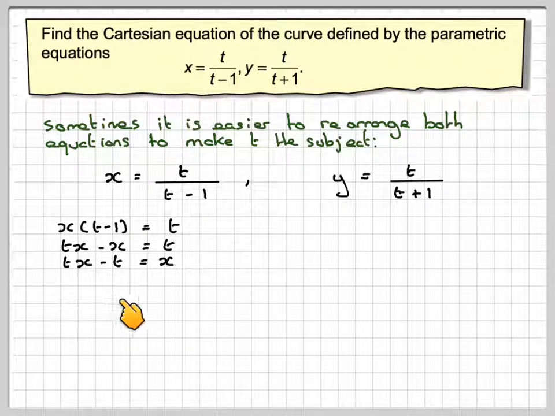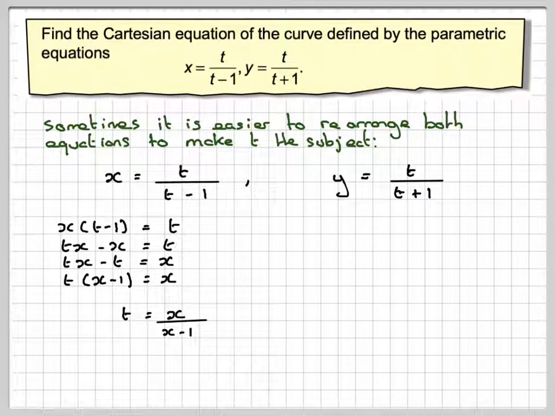So we minus t and then add x. We're going to get tx - t = x. We're going to factorize out the t, so we get t(x - 1) = x. Therefore t will be equal to x/(x - 1).